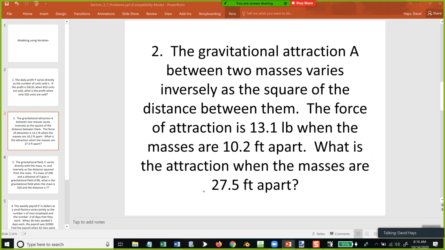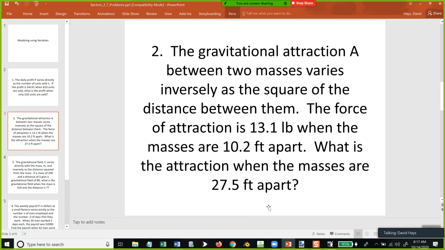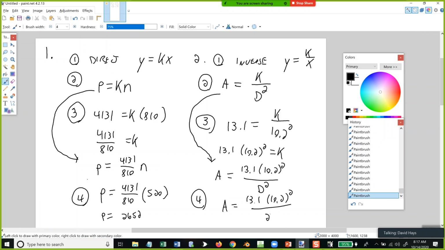And step 4, find what they really want. It says, what is the attraction? So what is A when the masses are 27.5 feet apart? So d is 27.5. So A is equal to 13.1 times 10.2 squared over 27.5 squared. And I won't plug that in, but whatever that gives you when you plug it in your calculator will be your answer.